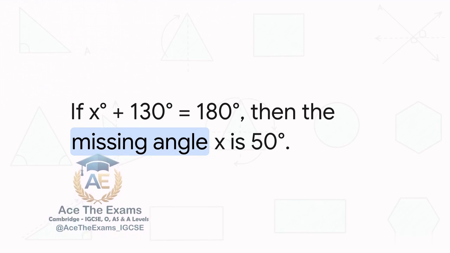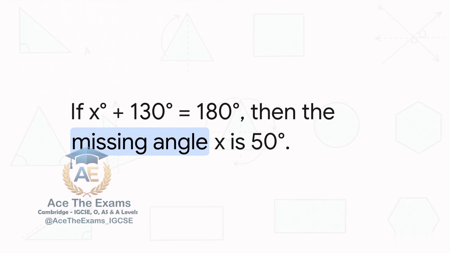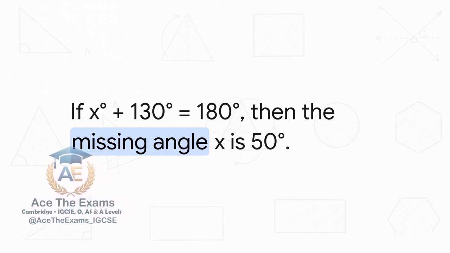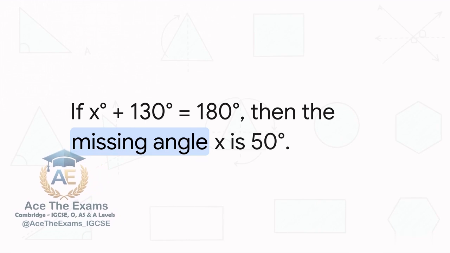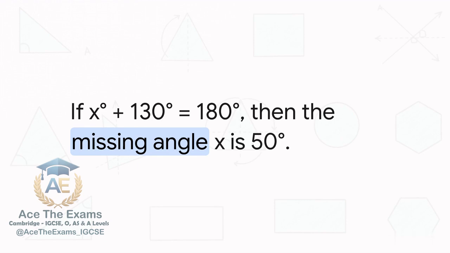The math is simple. If you have an angle of 130 degrees on a straight line, the missing angle simply has to be 50 degrees to complete the 180-degree rule. It's literally like a geometric puzzle where you always know what the final picture is supposed to look like. The examiner is just hiding one piece from you.